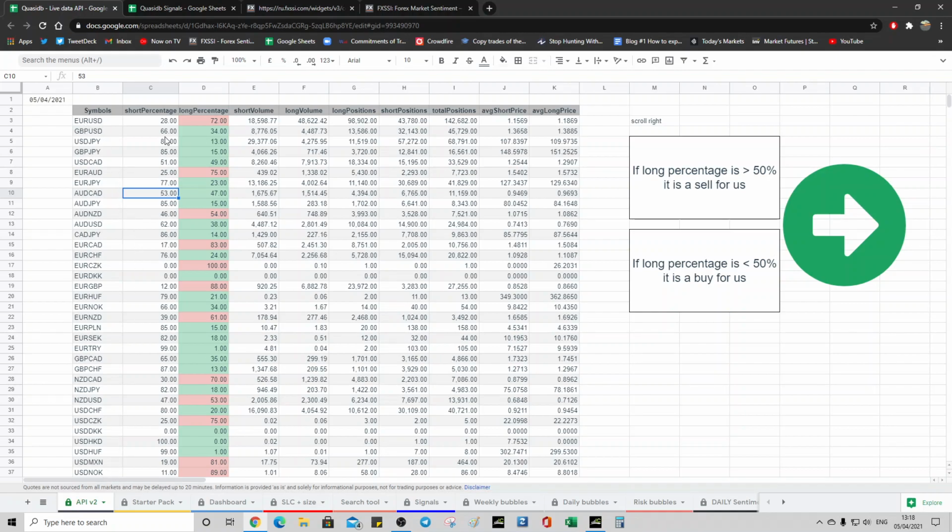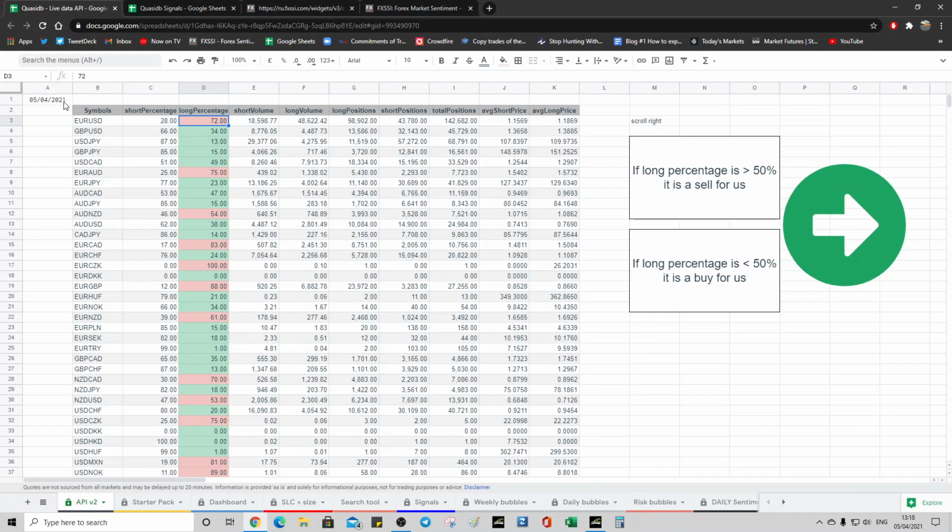So this is current data, updated every 30 minutes. It makes a call to my Textbook website, and it populates the data as follows. We've got the logic where if long percentage is over 50% it's a sell, if long percentage is below 50% it's a buy. So we can see, for example, pound USD is a buy because it's below 50%, the euro USD is a sell because it's over 50%, right?